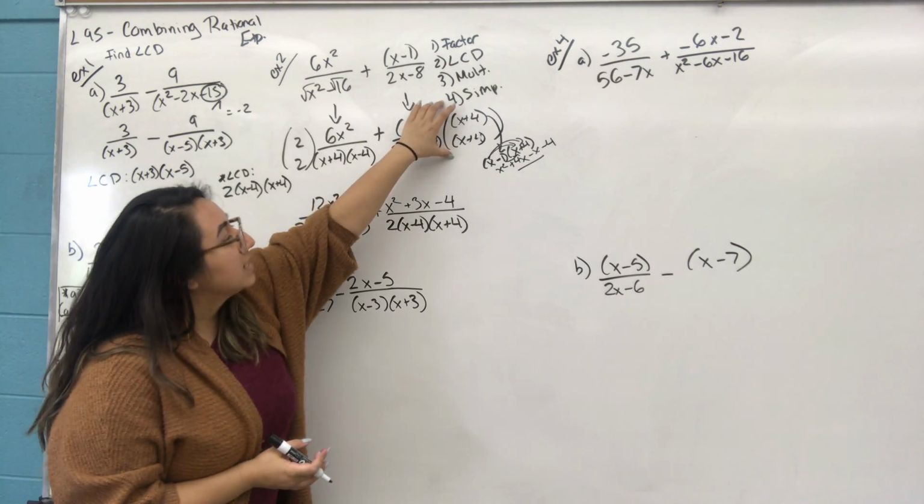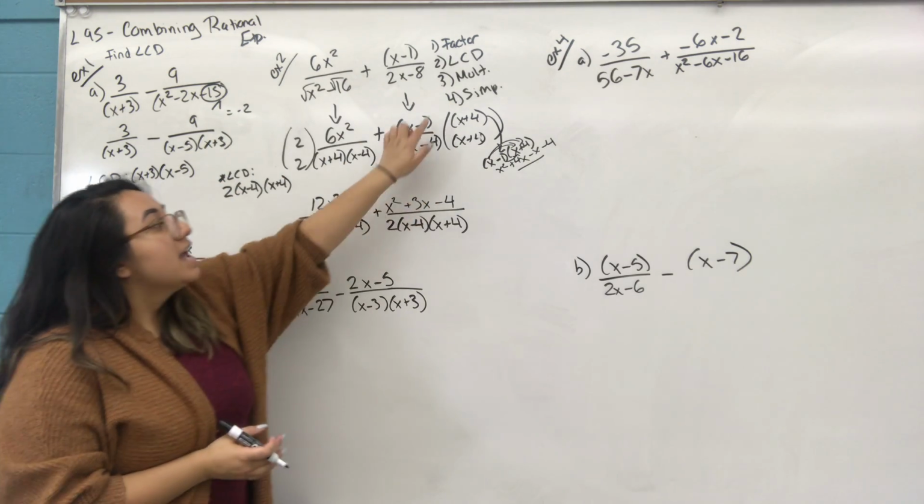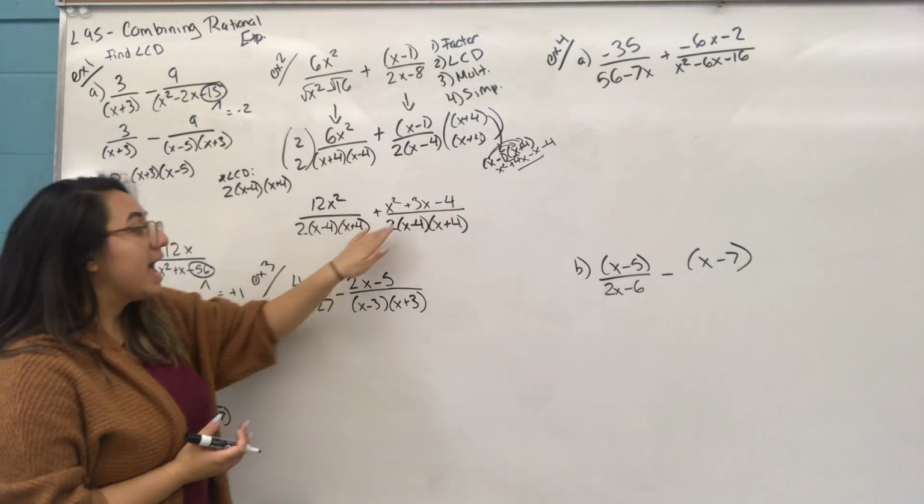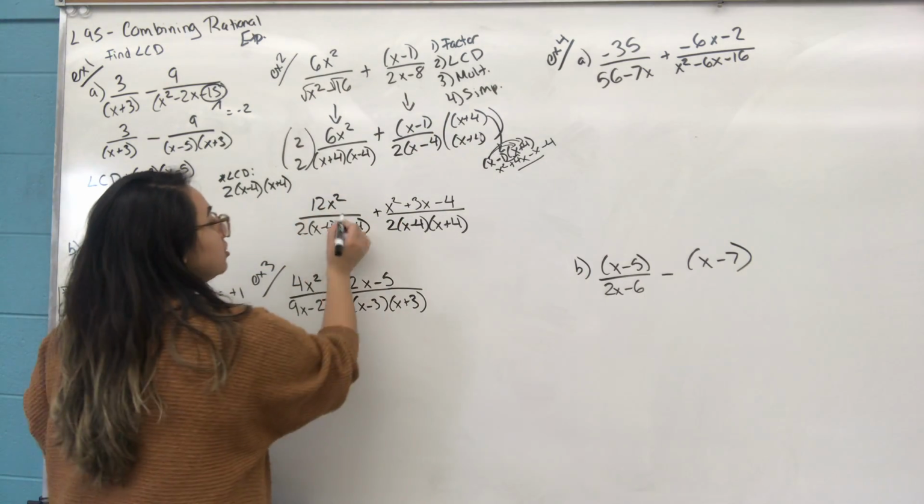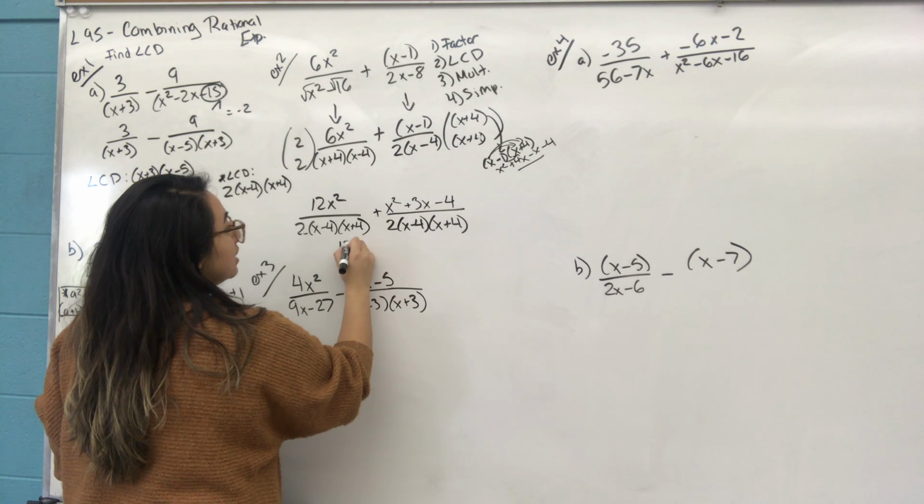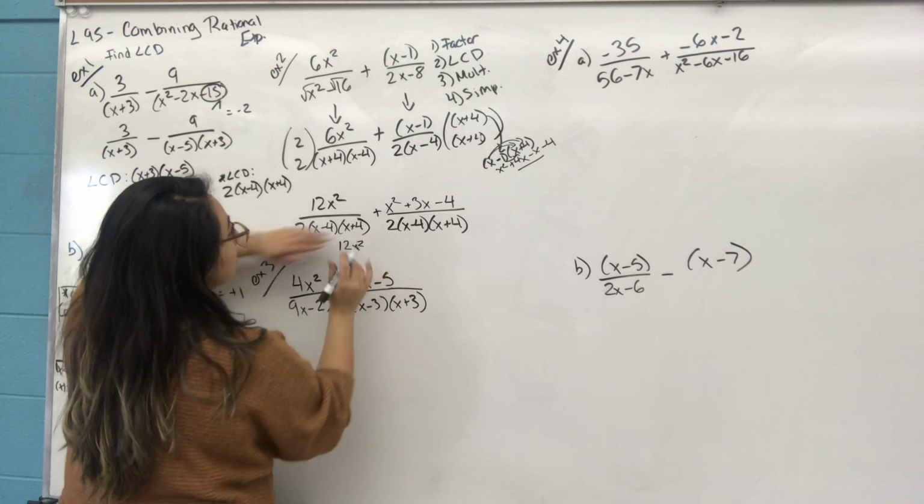We multiply this side, we multiply this side. I end up with these two fractions here. And now you simplify. You can simplify by adding or subtracting them. So when I add or subtract them, I add the numerator. I get 12x squared. Well, actually, I'm going to combine everything.